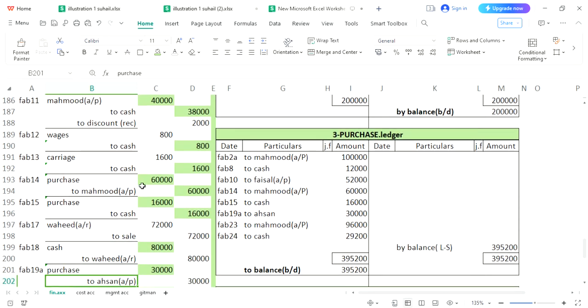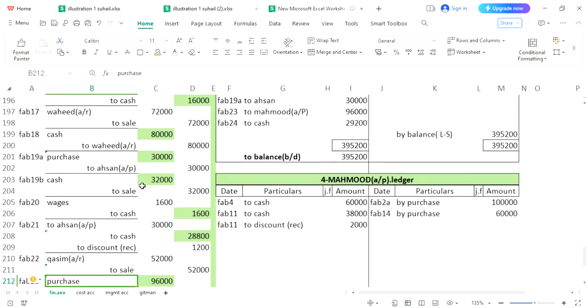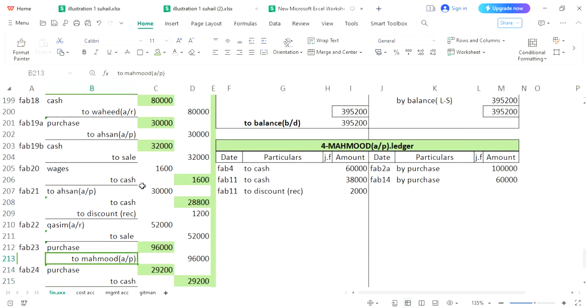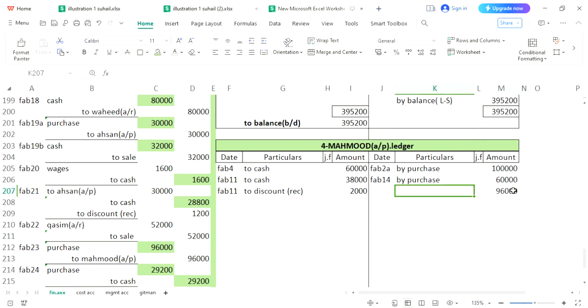Okay, going downwards and looking for Mahmood on both sides. Please keep your eye on both sides. Mahmood has arrived. 96,000 is written on credit side. In Mahmood's ledger, we will go and choose credit side. We'll write 96,000 and this 96,000 reference, whatever is written on the opposite side, that is purchase. So you are going to write purchase over here.